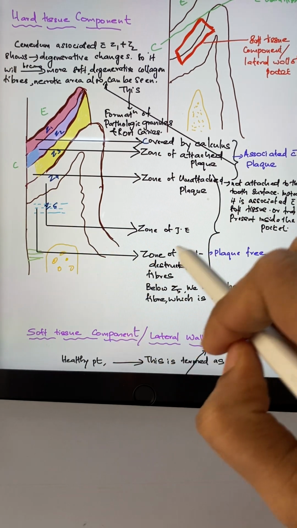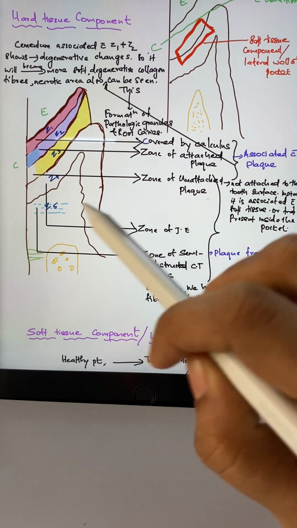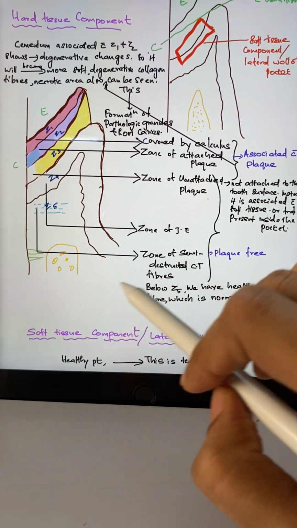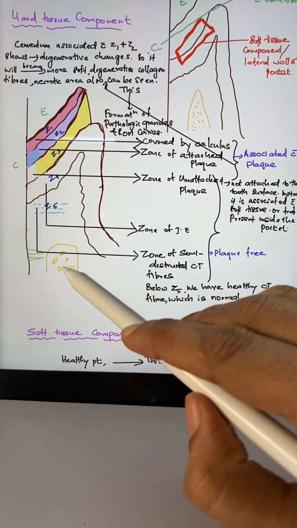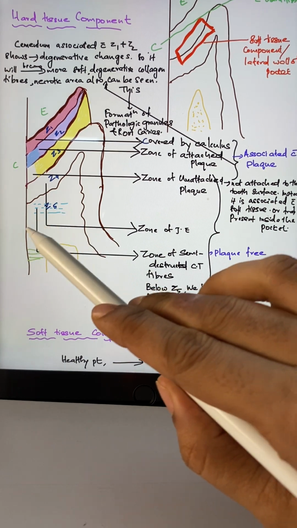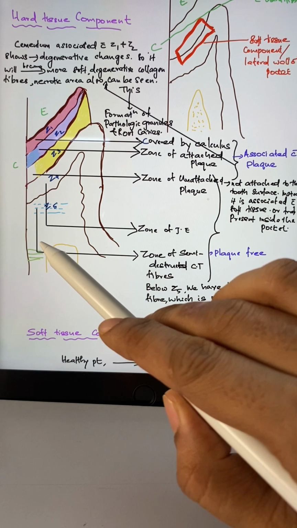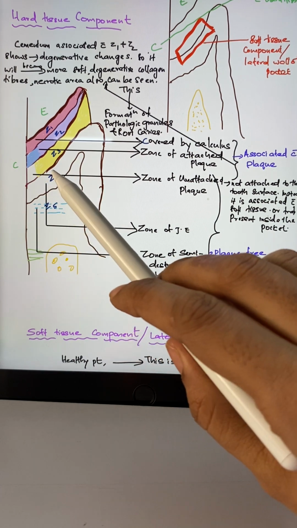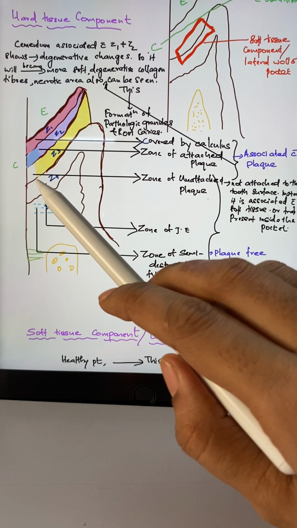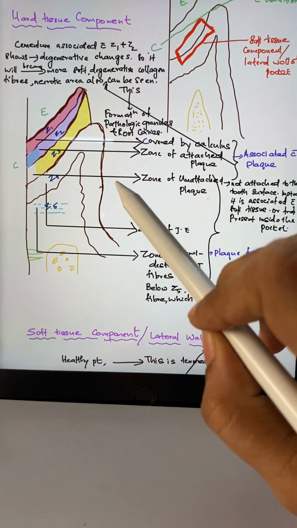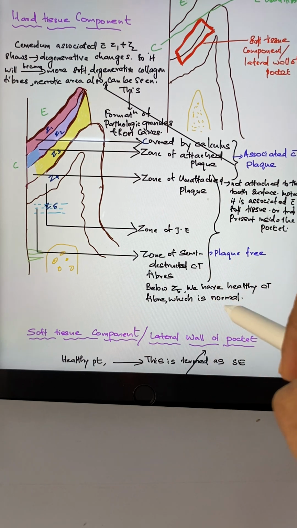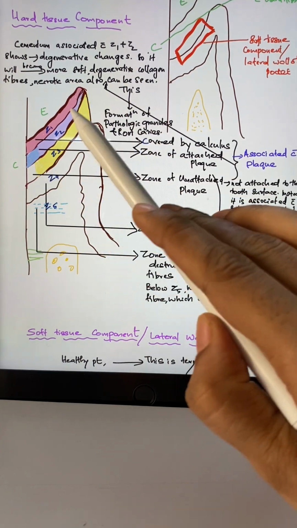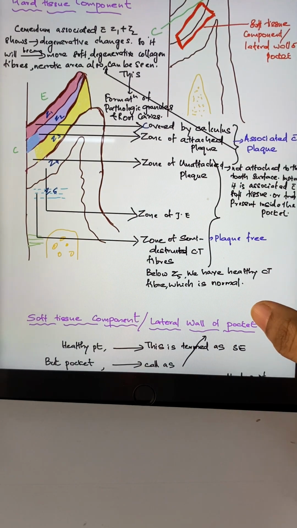The next zone is the zone of junctional epithelium. Then zone 5 is the zone of semi-destructed connective tissue fibers. And below zone 5 we have the healthy connective tissue fibers, which are absolutely normal. So zones 3, 4 and 5, these three are plaque-free areas. The first two are associated with plaque.